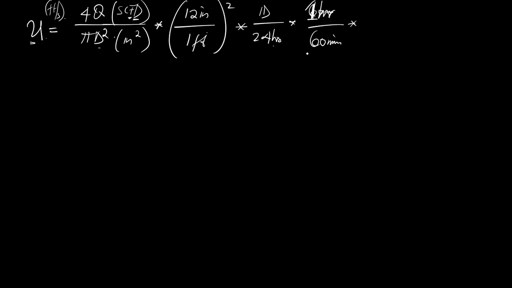Now we also need to change it to seconds. We know that 1 minute is equal to 60 seconds. So we have changed the whole of this. Now you see, this day will cancel out this day, this hour will cancel out this hour, this minute will cancel out this minute here. We're left with seconds here.